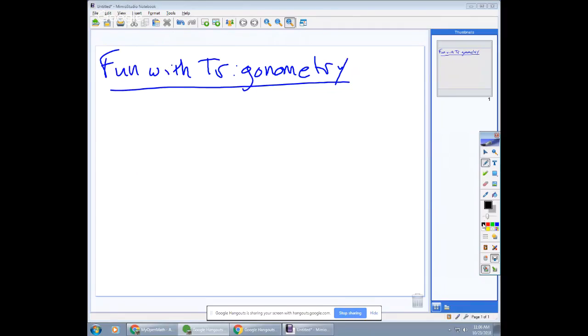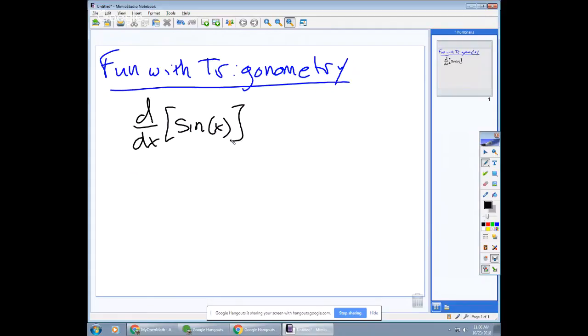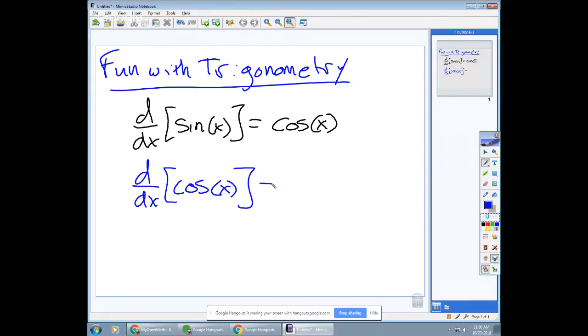On what we did last time. We discovered that the derivative with respect to x of the sine of x was equal to the cosine of x. We also discovered that the derivative with respect to x of the cosine of x is equal to the negative sine of x. And the thing to remember there is if you take the derivative of a cofunction, you're going to get a negative in the answer somewhere.